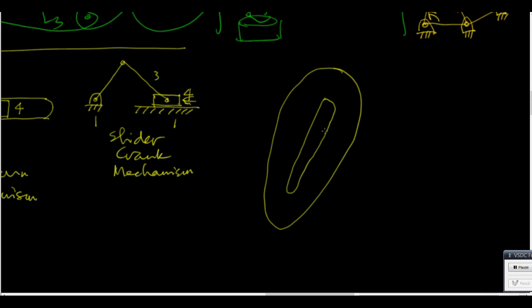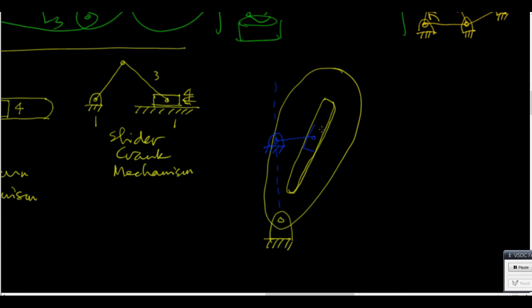Apologies for the poor drawing. Slot in it. One hinge here. And for ease of visibility only, I'll use a different color. So directly above this, another hinge here, a link here, and a slider here.